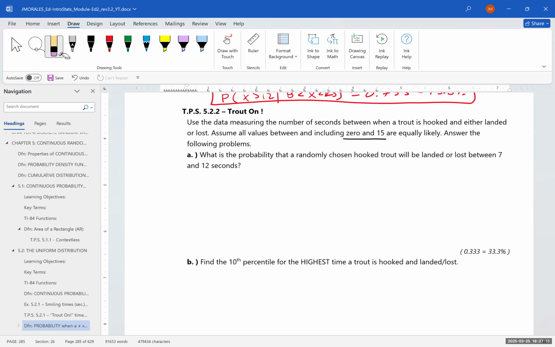I can do better than that. Okay, there we go. So it's between 0 and 15. And the height here is going to be given by our probability density function, which is f of x equals 1 over b minus a. This is our value of b, and this is our value of a. So that's going to be 1 over 15. It's going to start here and end right there.